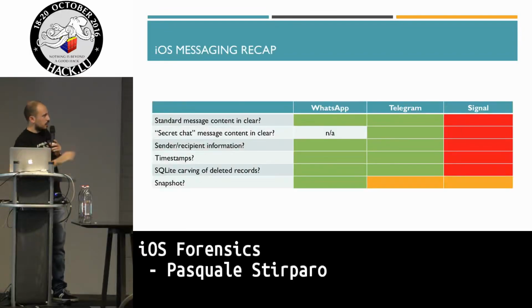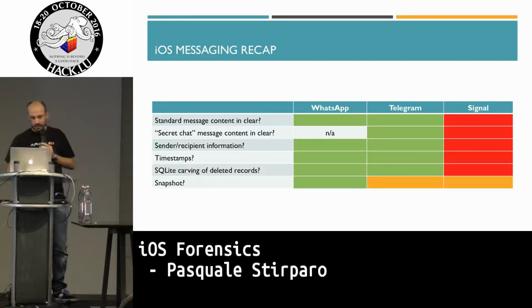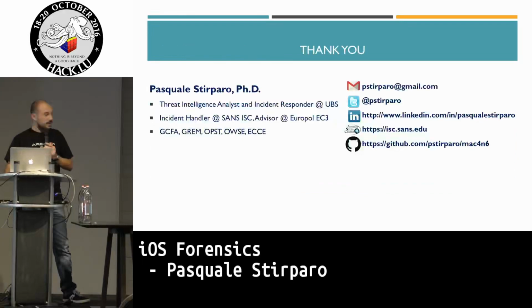And so this is a quick summary. Of course, the color coding is from the analyst's point of view; from the user's perspective it's the other way around. And so you can get plenty of information.